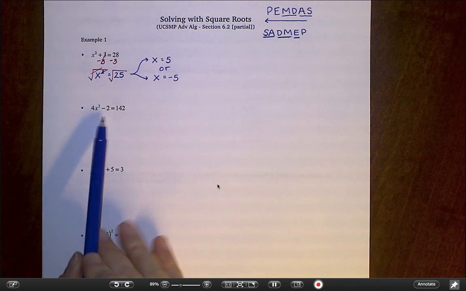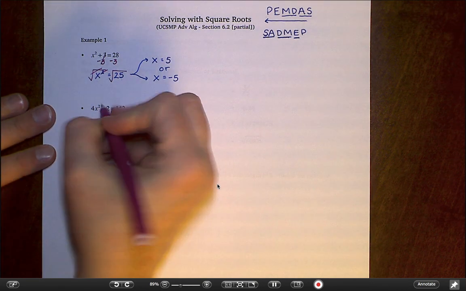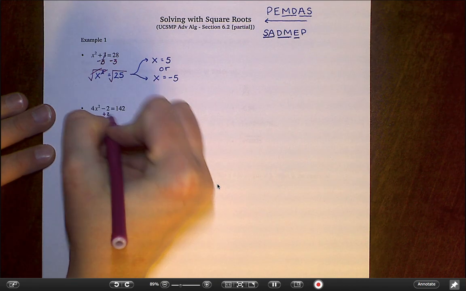All right, so let's look at this one. Thinking about SADMAP, the first thing I want to get rid of is that -2, so I'm going to add 2 to each side.